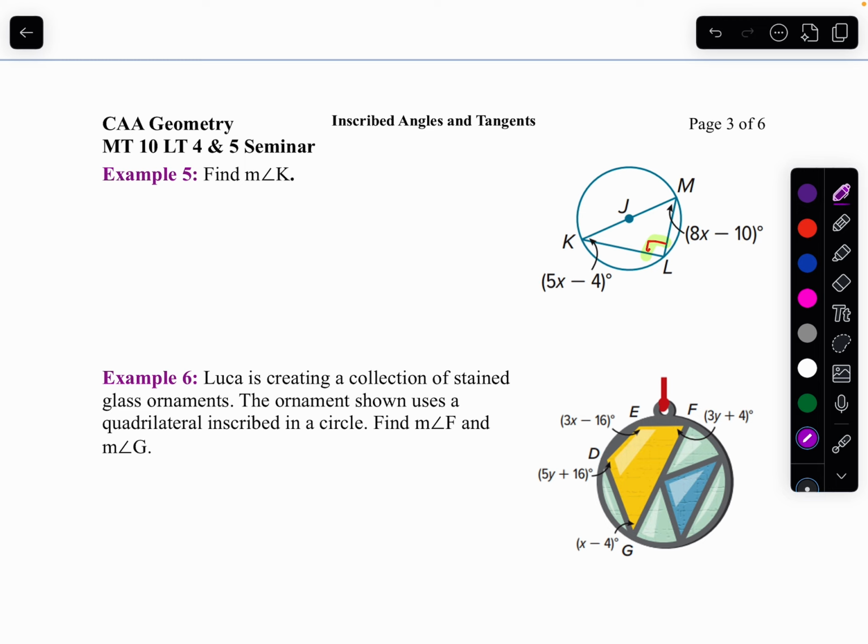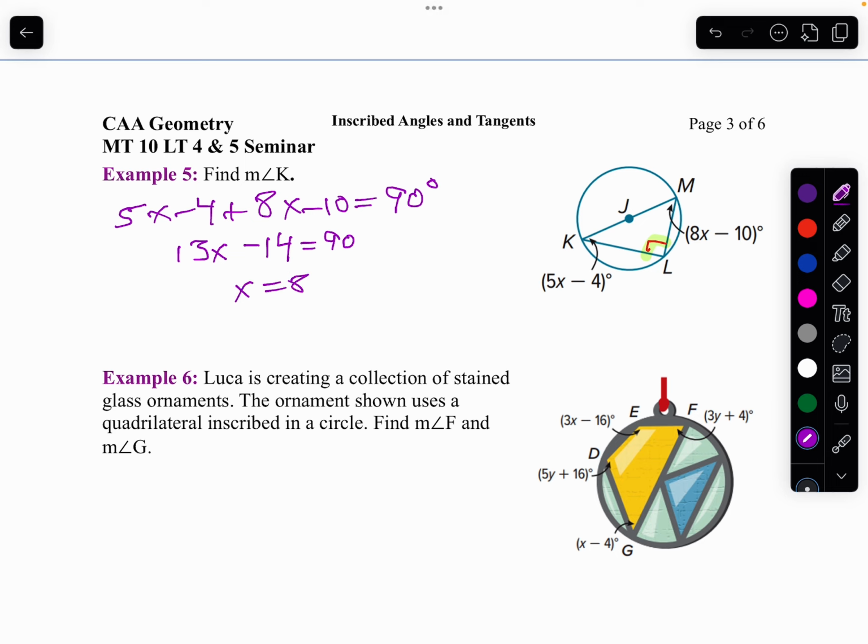So we're going to say 5x minus 4 plus 8x minus 10. This time they equal 90 degrees. And now we're just going to solve that equation. And so when we do that, combine your like terms, we get 13x minus 14 equals 90. And then add 14, divide by 13, x equals 8.